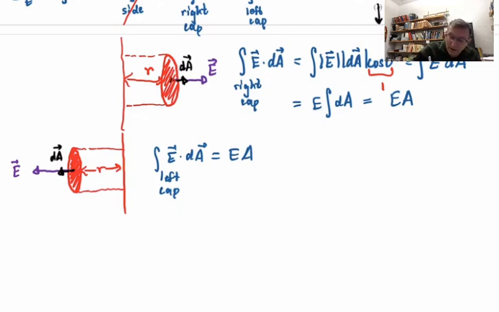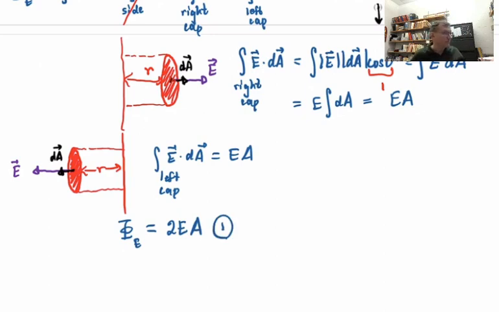So what is our symbolic expression overall for the electric flux of this Gaussian surface? I have a factor of E times A from each end cap and nothing from the curved side. So 2 times E times A. And let's number that equation.